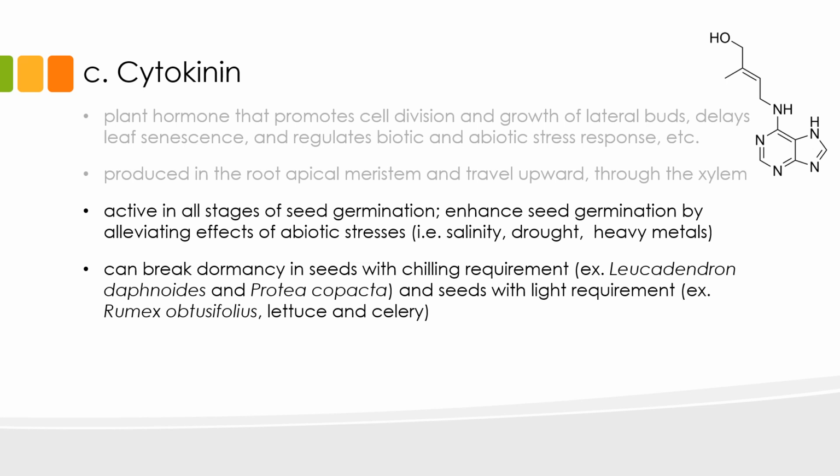A good example of seeds with chilling requirement are Leucadendron daphnoides and Protea compacta, while examples of seeds with light requirement are Rumex obtusifolius, lettuce, and celery. Without meeting these two environmental requirements, seeds of these plant species will remain dormant. But as I said, this dormancy can be broken by cytokinin treatment.